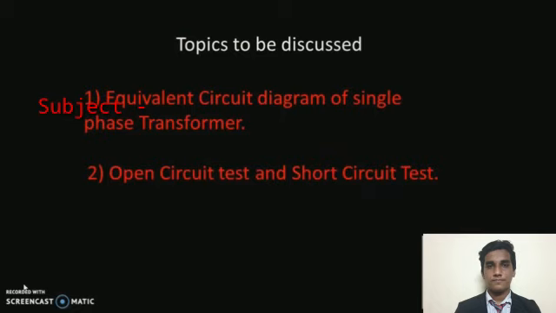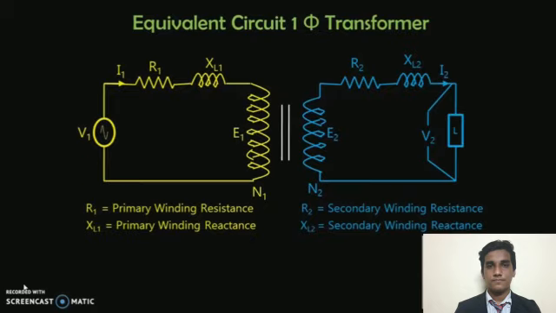In this PPT we are going to present two topics, that is the equivalent circuit diagram of a single phase transformer, and the open circuit test and short circuit test. First, the equivalent circuit of a single phase transformer.